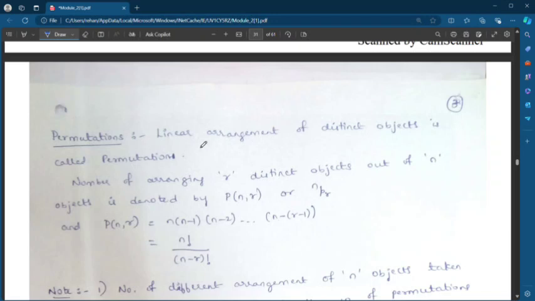Now we'll go for permutations. Linear arrangement of distinct objects is called permutation. Linear arrangement of distinct objects. Suppose we have 5 objects. So how can those objects be arranged?